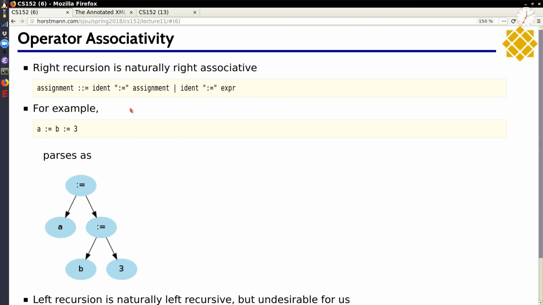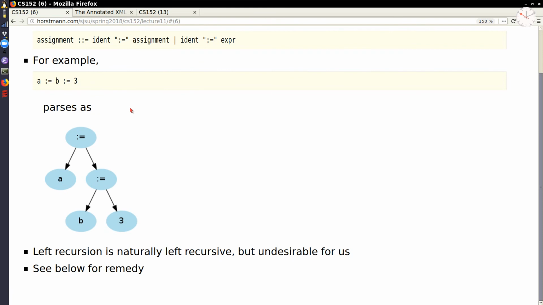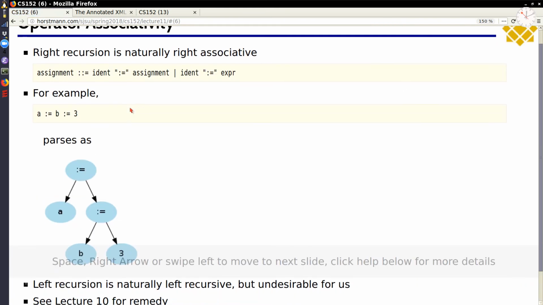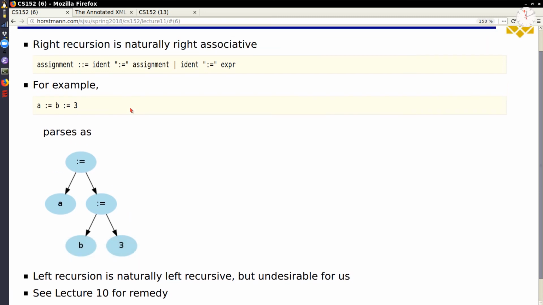For operators that bind to the left, you could think of rewriting the grammar rule in the left recursive way, but that's undesirable for us because then you get an infinite call. And oops, it says see below for remedy. I thought I fixed that. Yeah. So in the last lecture, we talked about how you deal with left associative operators. You still need to use right recursion, but then you collect all of the terms together and you use a fold.